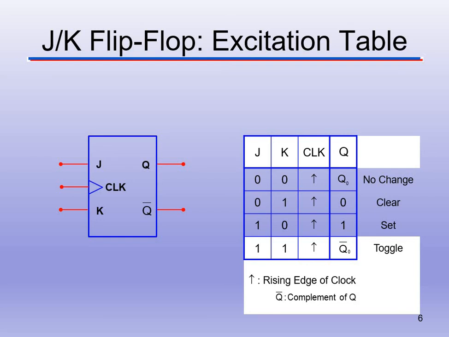Now let's talk about JK flip-flops. JK means we have two inputs. Our D flip-flop only has one input: D. When we have a JK flip-flop, we have two inputs, J and K.